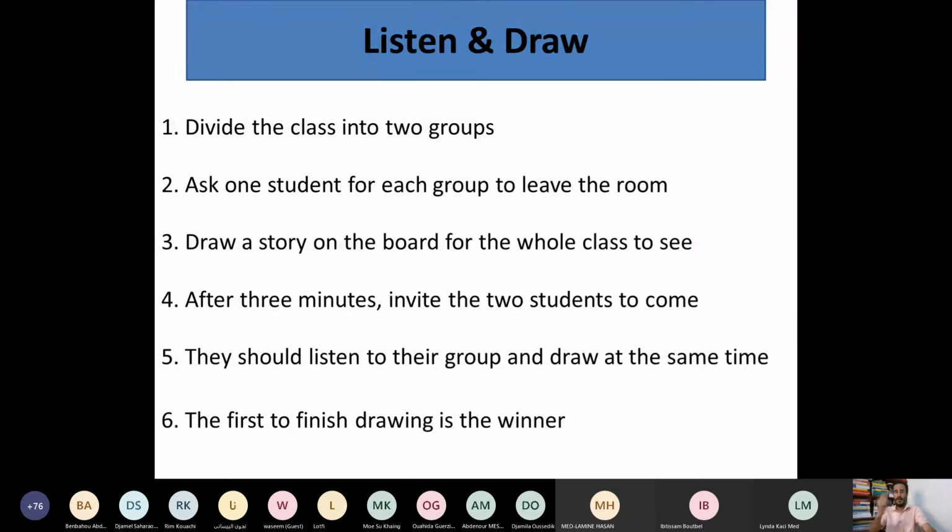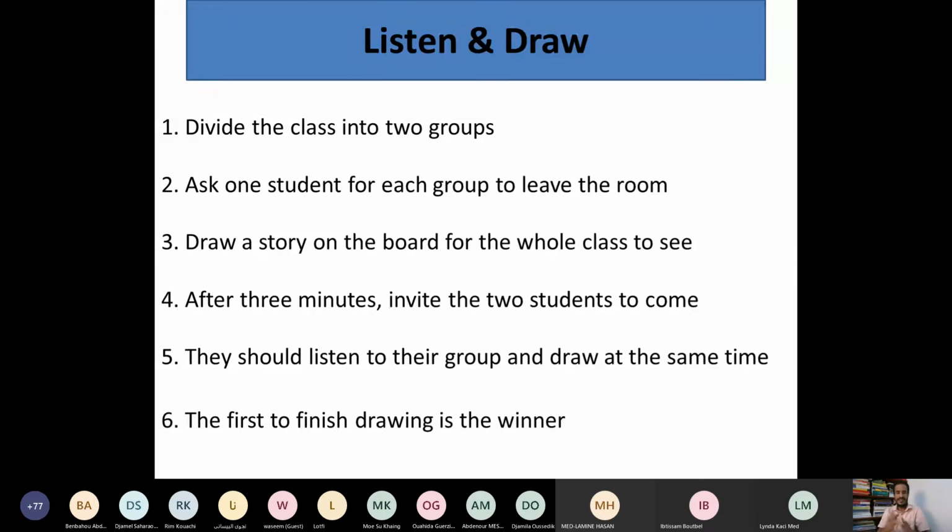Look here, number one, you have to divide the class into groups. If you have a small class, two groups, seven and seven, you have 14 students. If you have 30 or 40 students, you can divide the class into four groups, so 10, 10, 10, or 5, 5, 5. Number two, you ask one student from each group to leave the room.